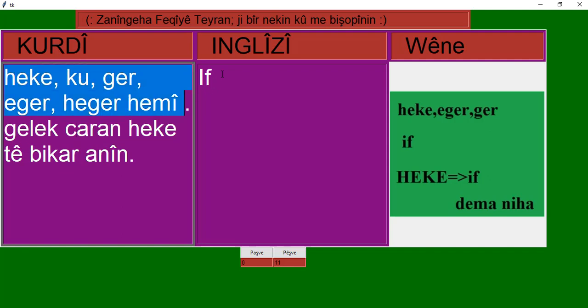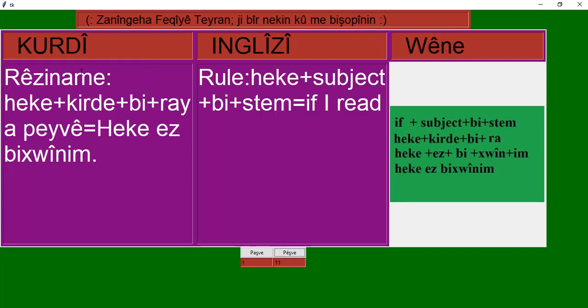Heke, ku, ger, heke. Mostly we are using heke actually. It is also saying this. Gelek heke. It means mostly we are using heke in Kurdish. Okay, let's continue. What is our rule?